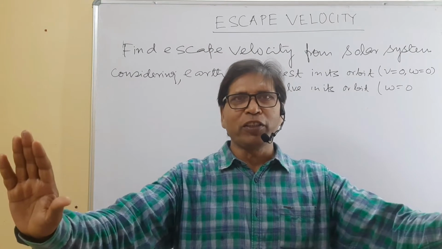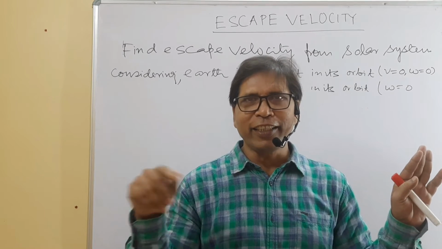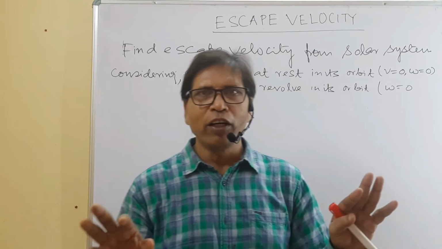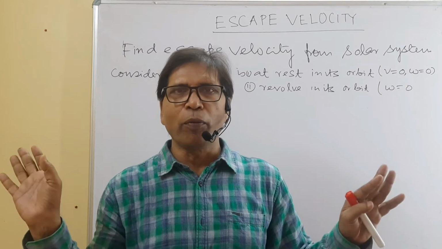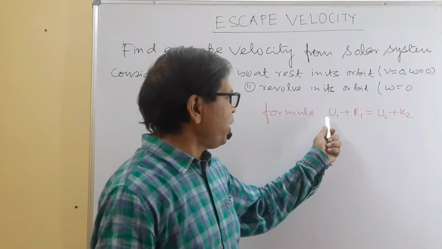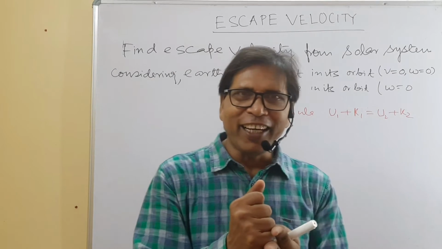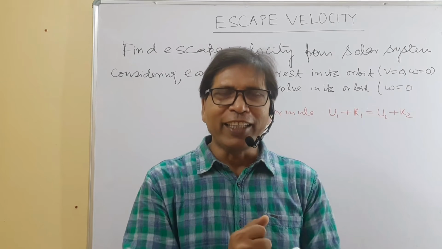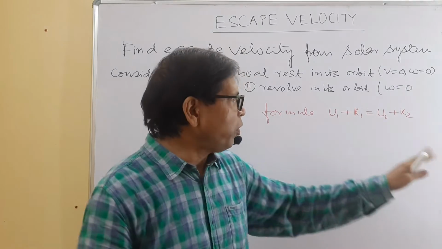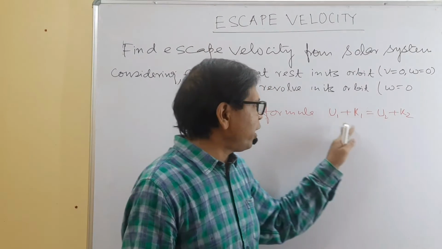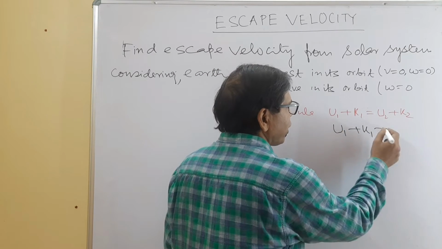Find the escape velocity from the solar system. Considering, number one, Earth is at rest in its orbit and its angular velocity is 0, and number two, Earth revolves around the Sun and its angular velocity is 0. Now the formula is U1 plus K1 equals U2 plus K2. That is, potential energy and kinetic energy at the initial position equal potential energy and kinetic energy at infinity. Now these two terms become 0. So here U1 plus K1 equals 0.